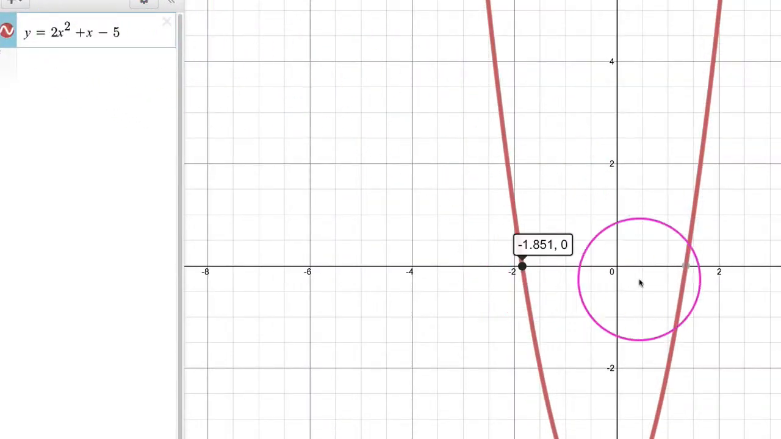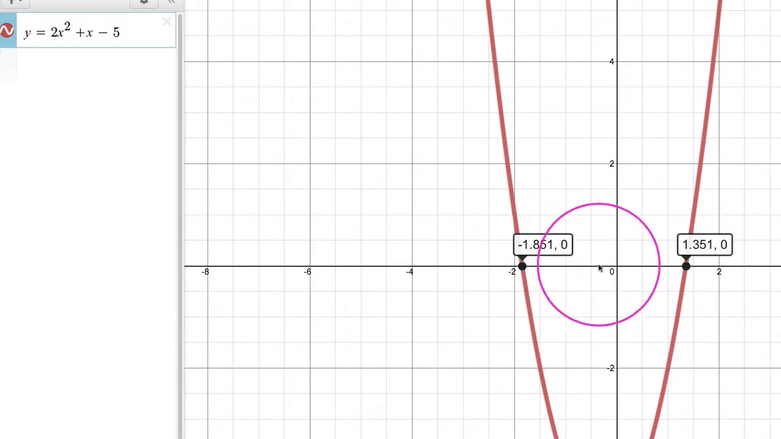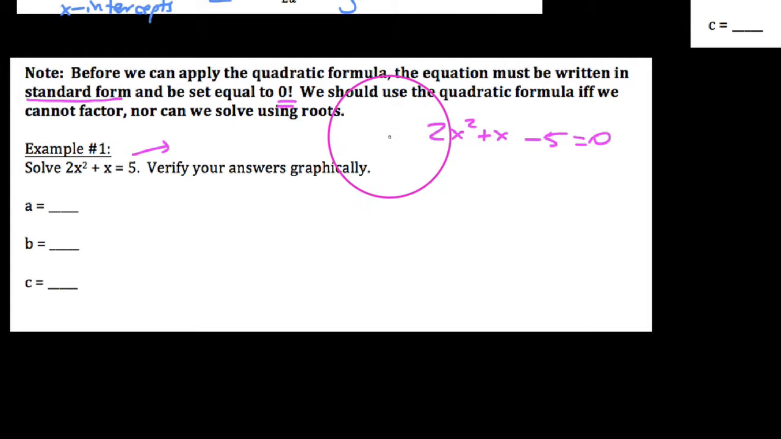Already I can tell you that these two points right here are the x-intercepts that we're about to go find. And you can see that if I had to do this with factoring, it would be really ugly. If I tried to solve this the normal way, I'd ask, can I factor this? I notice that it doesn't factor. If I take 2 times negative 5 and get negative 10, I can't think of two factors of negative 10 that add up to a positive one in the middle.